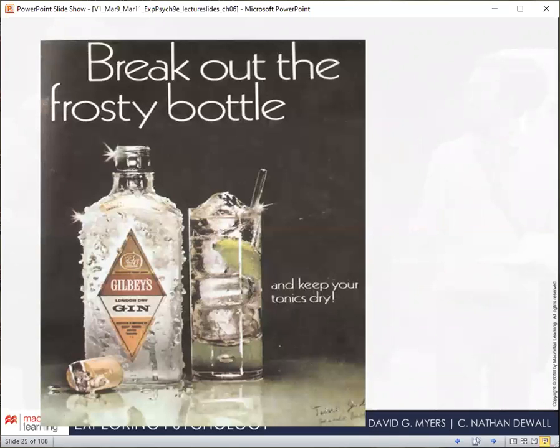Break out the frosty bottle and keep your tonics dry. This is a gin ad from a magazine from years ago, and we'll revisit this a little bit later. But the idea is that they're having a subtle message in there, trying to communicate to you at a level beneath your awareness so that you're not consciously aware of them communicating to you. But they are communicating. We'll show that a little later when we get back to it. All right, moving on.